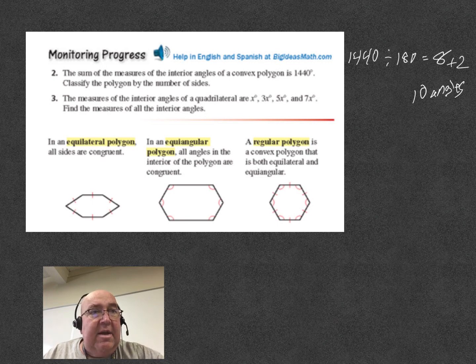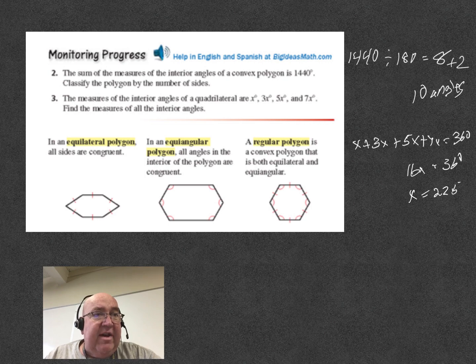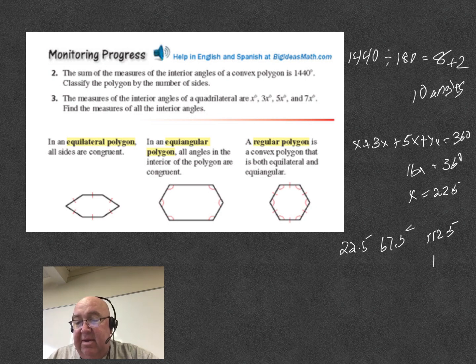And here we're going to have x plus 3x plus 5x plus 7x is going to equal 360. We're going to get 16x equals 360. X is equal to 22.5. So the first angle is going to be 22.5. The second angle is going to be 67.5. The third angle is going to be 112.5. And the fourth angle is going to be 157.5.